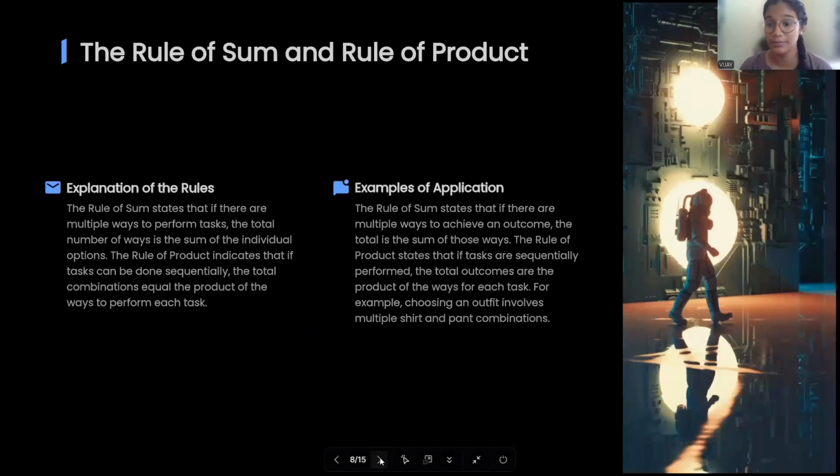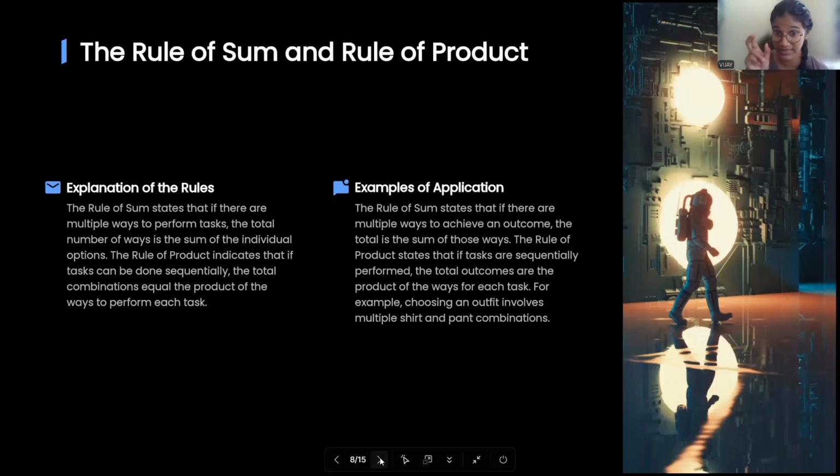The rule of sum and the rule of product. Explanation of the rules. The rule of sum states that if there are multiple ways to perform tasks, the total number of ways is the sum of individual options. The rule of product indicates that if tasks can be done sequentially, the total combinations equal the product of ways to perform each task.